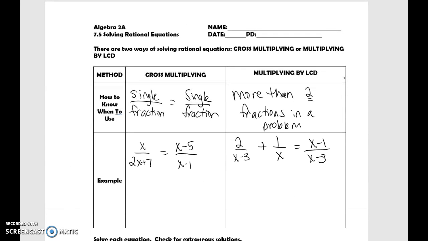Lastly, we have solving. Take a moment to copy it down. Try solving the first one by cross multiplying, and the second one by multiplying by the LCD to cancel fractions.